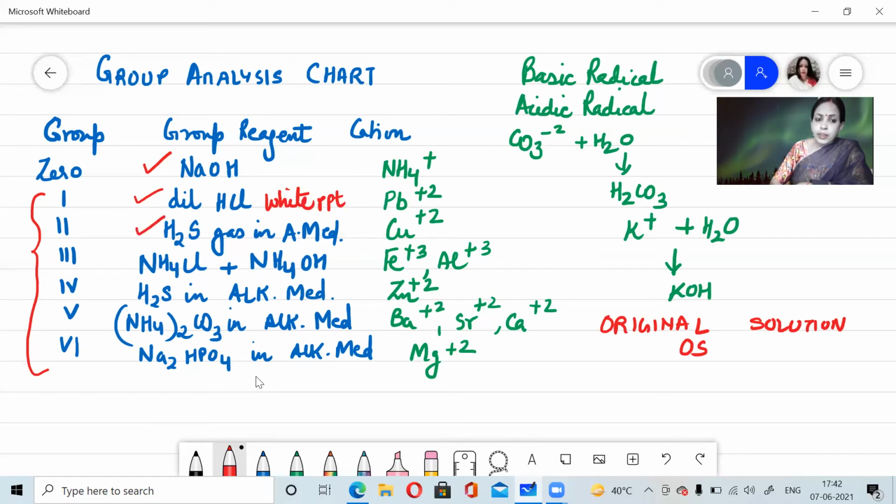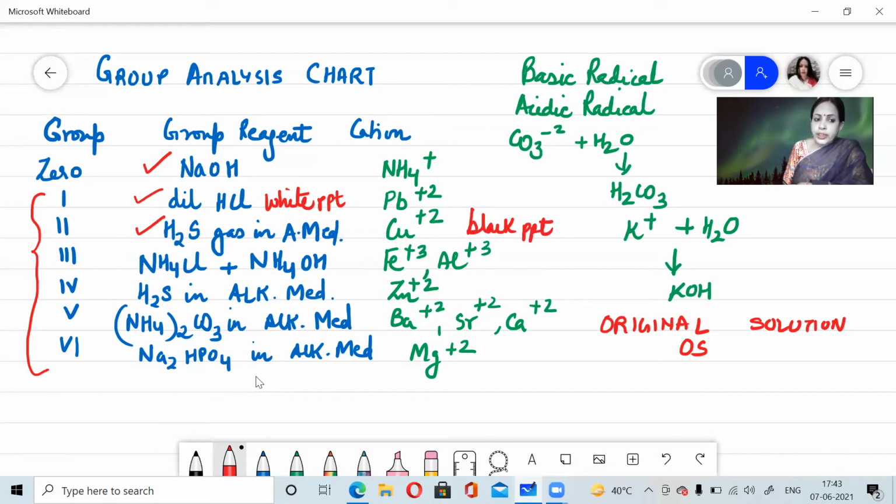Then in case you are not getting the precipitate, in that same solution we pass H2S gas in acidic medium. Acidic medium means that first we will be adding dilute HCl, though you have added it because it is the group reagent of the first group, but then again we will add it and we will pass H2S gas. If we get a black precipitate, then it indicates the presence of group 2. Otherwise, it shows the absence of group 2.